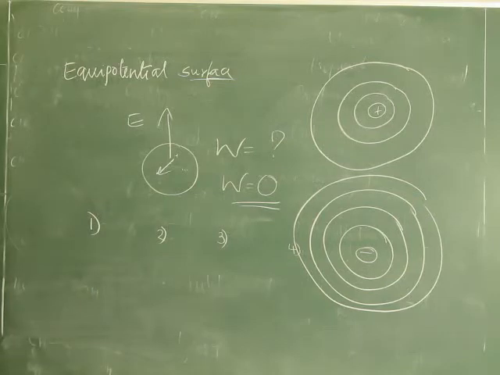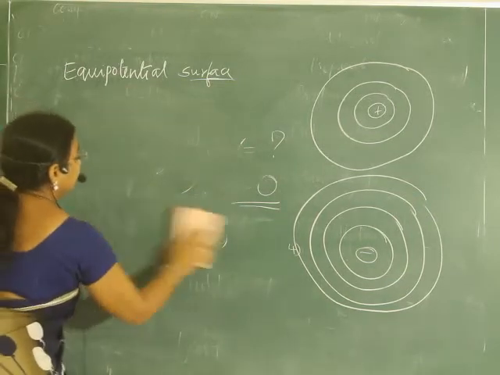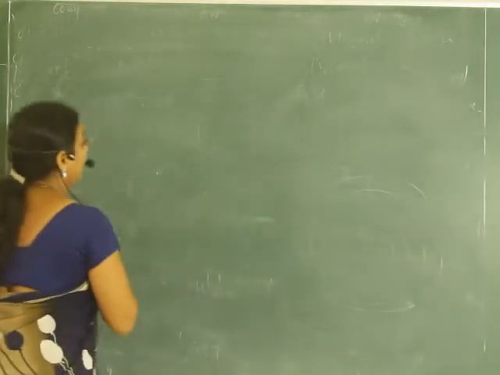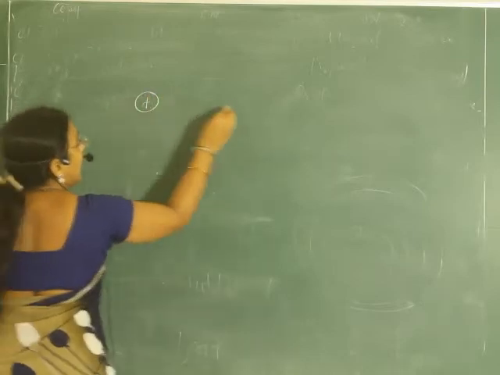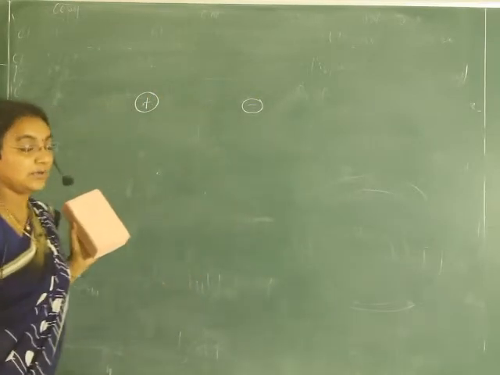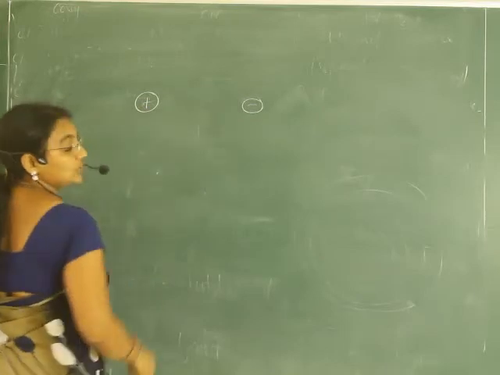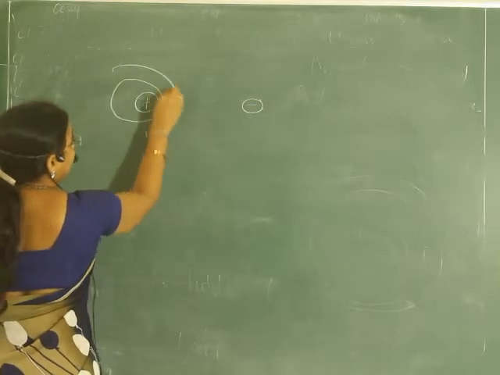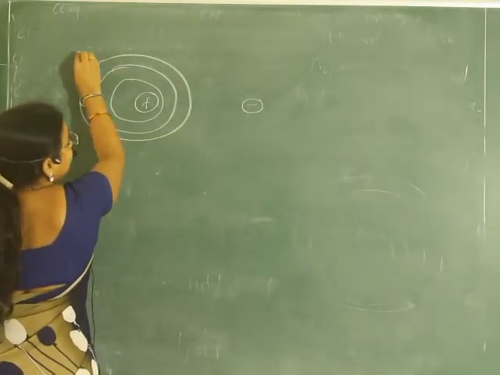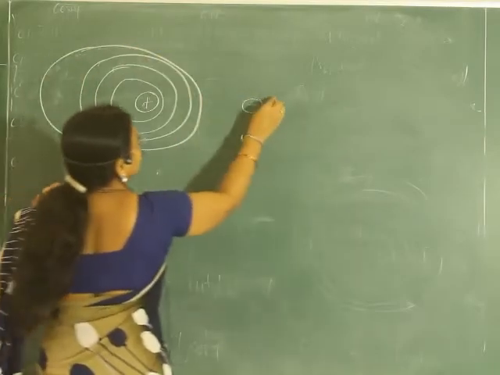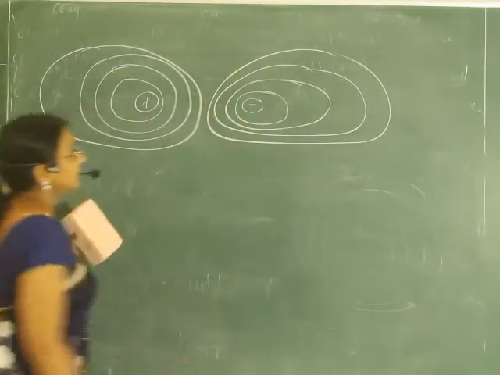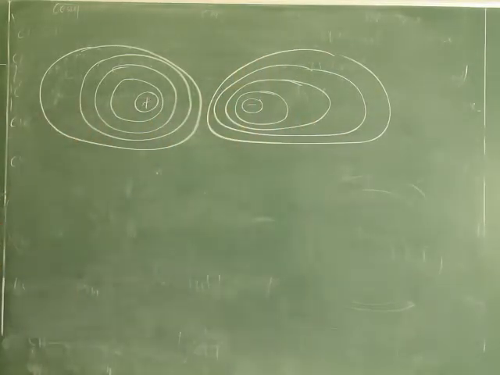Then for a dipole, how can we draw equipotential surface? 2 poles are there, plus and minus. They are unlike poles, so there will be attractive force. So therefore, this side little bit more compared to the other end, tries to move this side, like this. Like this. This is the equipotential surface around a dipole.